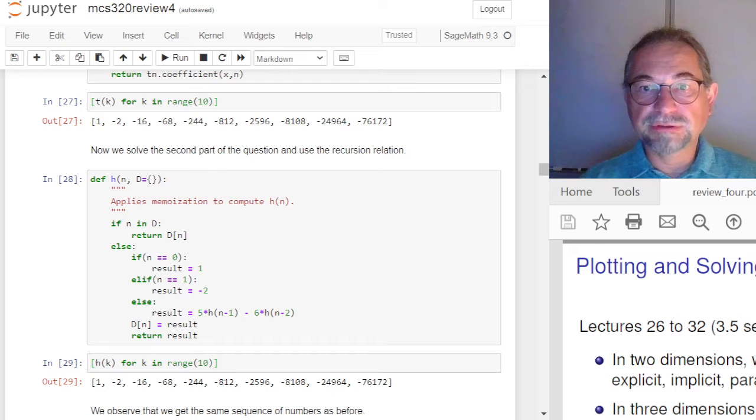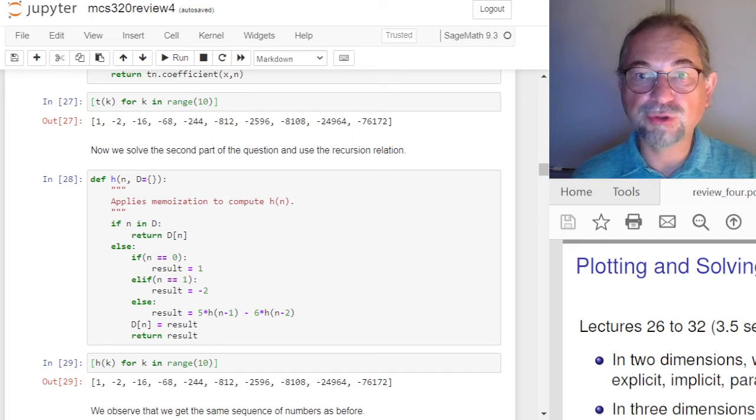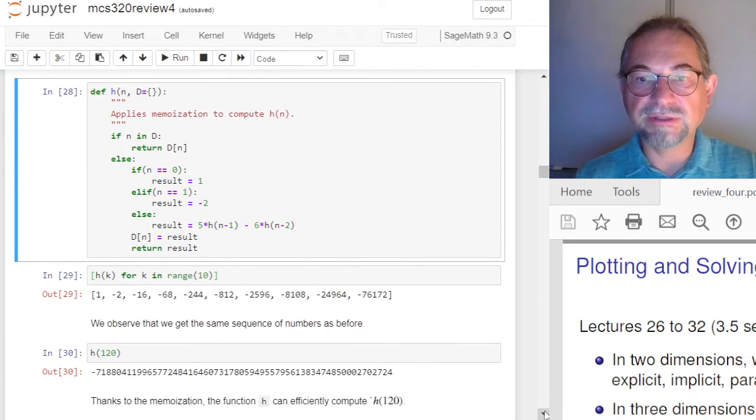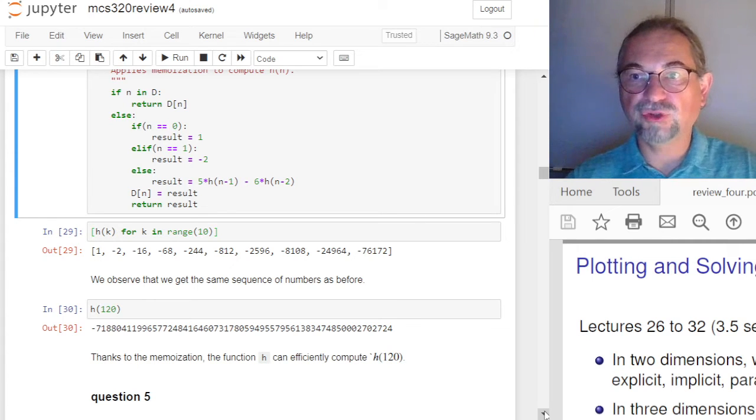The other important aspect, and that's also what makes it efficient, is that if you have already computed your n-th coefficient, then it's in the dictionary and then you return. So dictionaries are efficient lookup structures. The lookup will most likely be logarithmic in the size of the data structure. So this will go very fast, and you see that we get the same sequence as before, and you will see that without any trouble we compute that huge number, the 120th term.